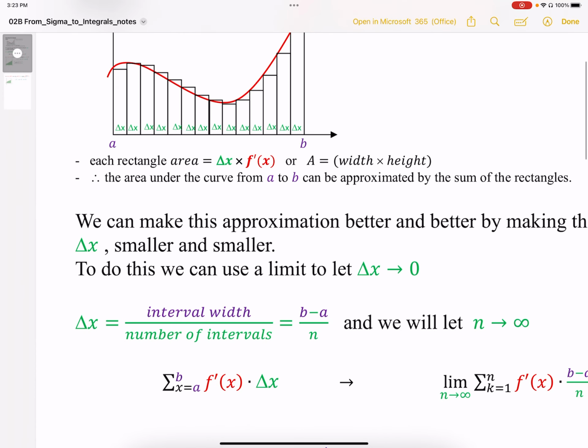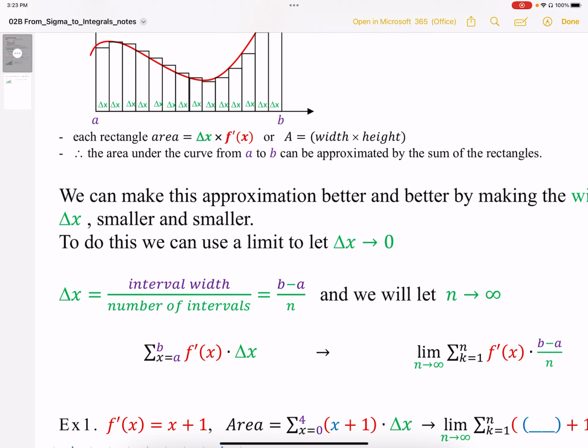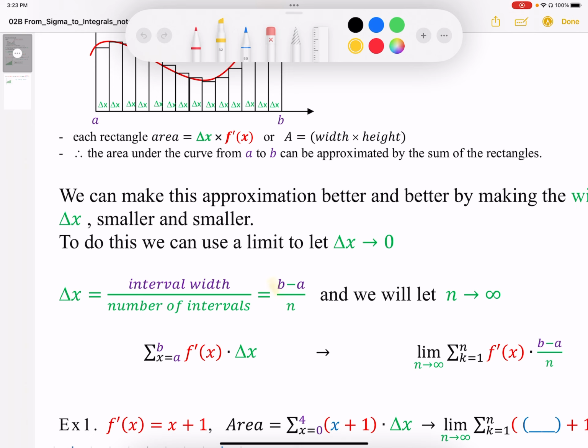So there are a couple of different ways we can express this, and we want to get used to seeing this in a few different ways. The delta x is the interval width, or the distance from A to B. So we express that distance as B minus A. That's our interval width from here to here. We're going to divide that by the number of intervals, which we call n. And if we want better approximations, we're going to let n go to infinity. The number of intervals gets more and more and more, which makes our delta x narrower and narrower, and that'll give us a better approximation.